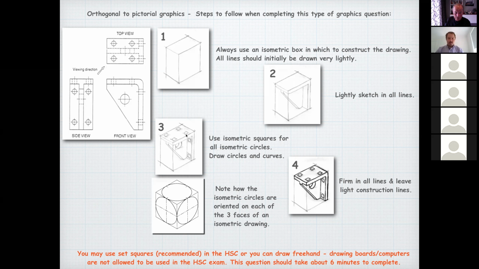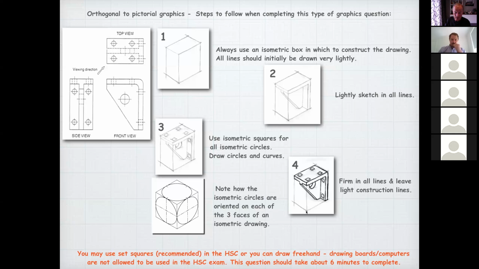Now, make sure that you know that isometric circles are oriented according to the faces. If you just do a circle there that isn't oriented, you're going to lose marks. So see, you've got a face upwards to the left. The isometric circle has to be sloped upwards to the left. And then you firm it in. You don't rub out all of these lines, all the construction lines, because you want it to be fairly quick. And that's how you do these drawings fairly quickly.